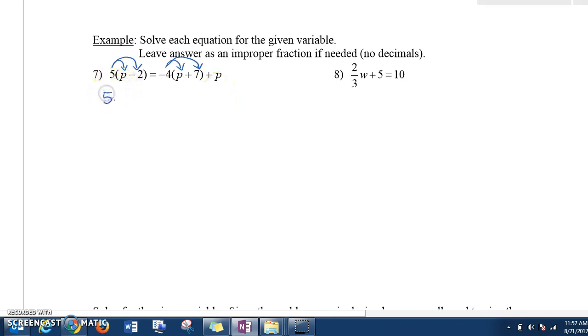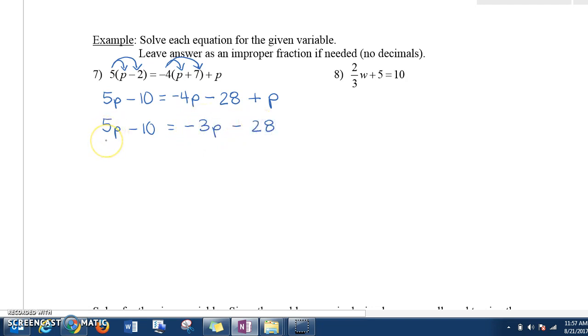5 times p is 5p. 5 times negative 6 is negative 10. It equals negative 4p. And negative 4 times 10 is negative 28 plus p at the end. Before I go any further, I notice that I have two like terms on the right side. So I'm going to write everything again on the left side and combine negative 4p plus p. That results in negative 3p minus 28.